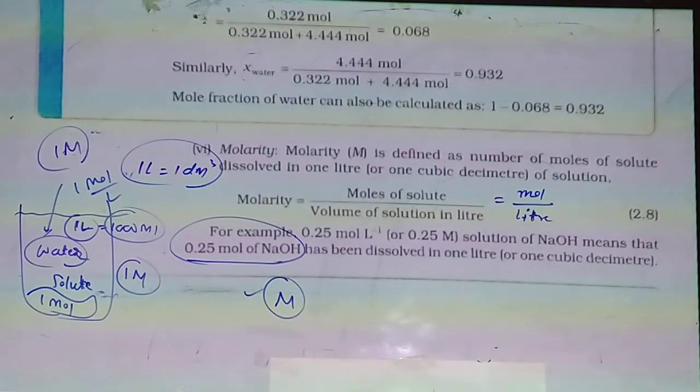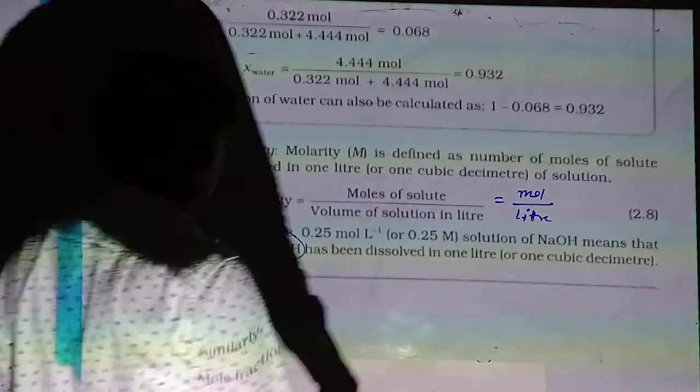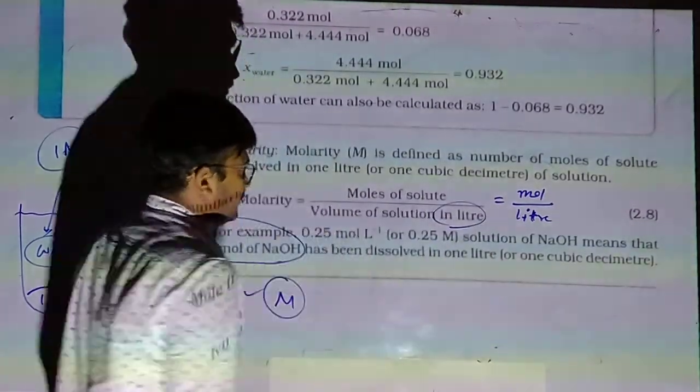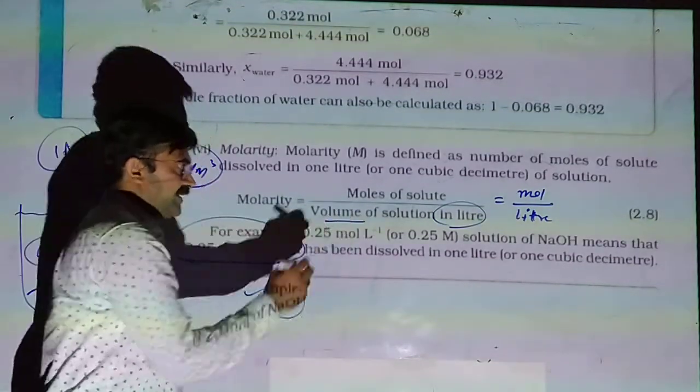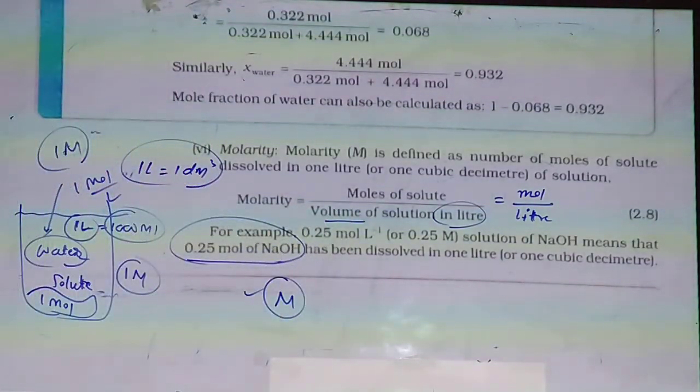Now tell me, does molarity concentration depend upon temperature? Yes or no? Yes. Why? In our formula there is a volume present, so volume always changes with changing temperature. Whenever volume appears in the formula, that concentration method depends upon temperature.